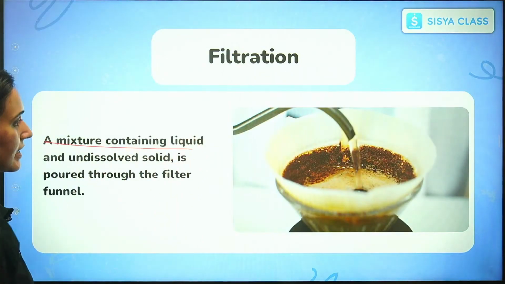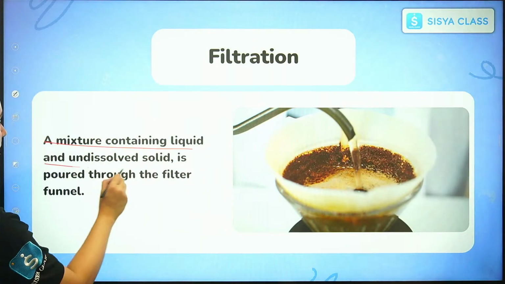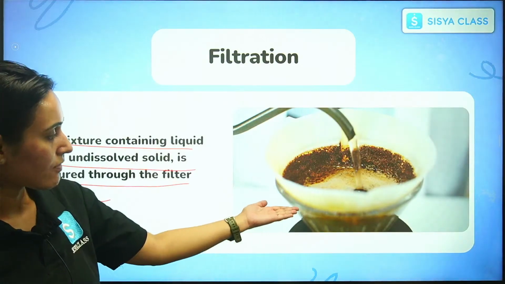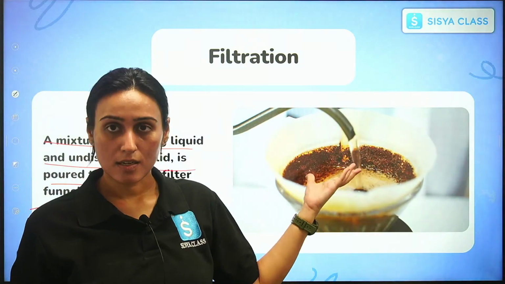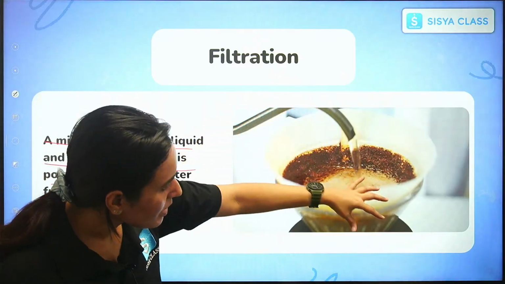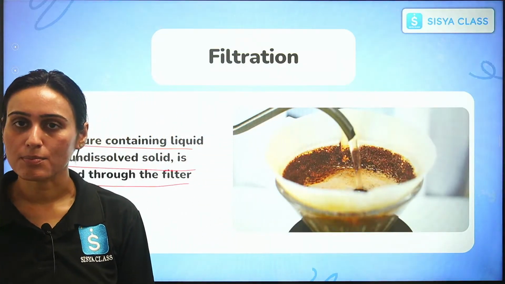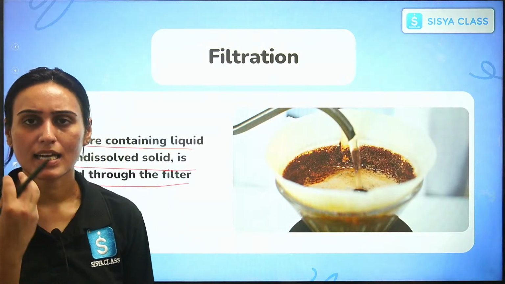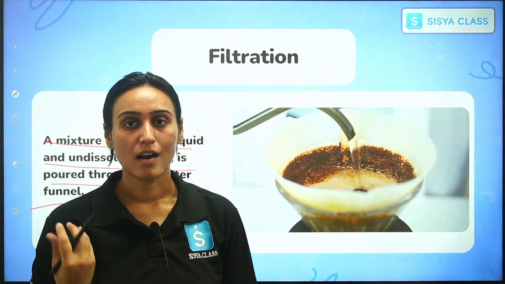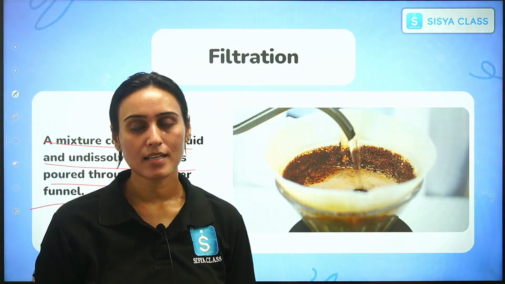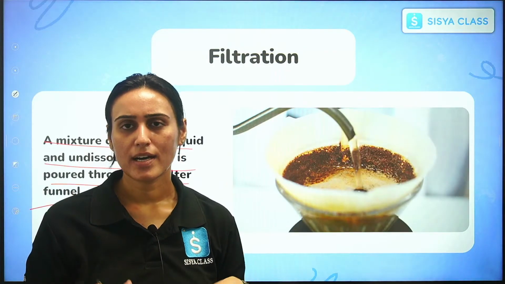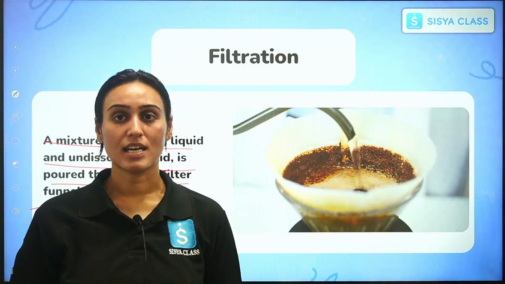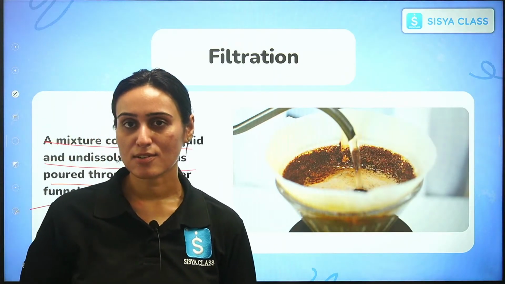A mixture containing the liquid and the undissolved solid is now poured through the filter funnel. So you have lined your funnel with the filter paper and you are pouring your mixture over that filter paper. What will you see here? All the unwanted material is collected on the filter paper. And what is left behind? You will get your clear liquid at the bottom of your container. So you have separated them out. Yes, with the help of filter paper. Correct. What is the process called?